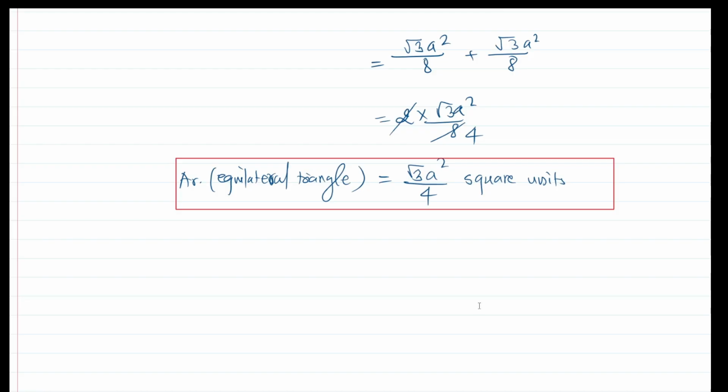Similarly, what about the isosceles triangles? Well, let us now discuss isosceles triangles.